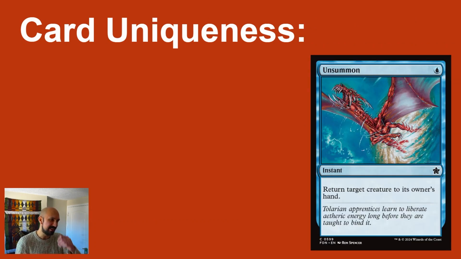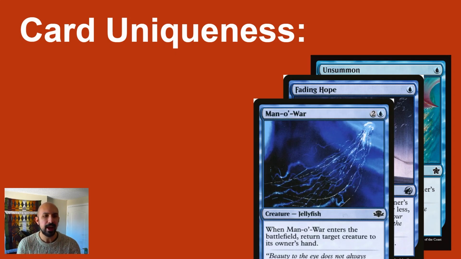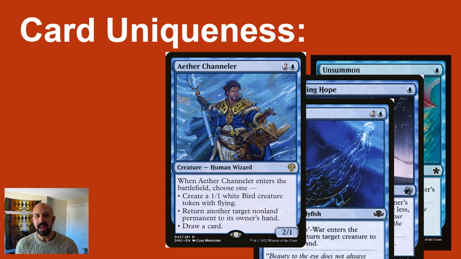All right, card uniqueness. We know this card, Unsummon. We love this card. Return target creature to its owner's hand. There's no card like this. Except Fading Hope kind of does the same thing. It has a different kind of bonus if the creature's small, but it's a unique effect. But Mana War does the same effect, except it's stapled to a creature, so we get the same effect for more mana with a creature. But also, Aether Channeler is the same mana cost as Mana War, but has more abilities, so it does have Unsummon on it, but it's a little different.